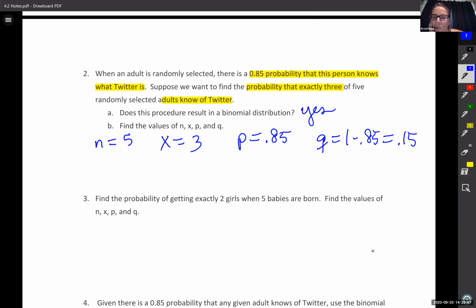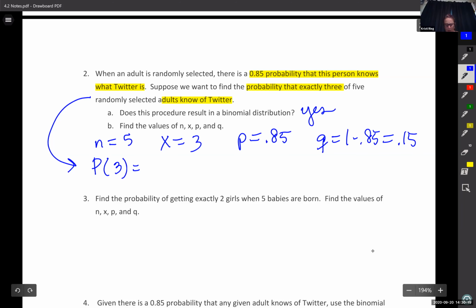Okay, so are we gonna do this later? No, we're not gonna do this later, so let's do this now. Let's find that probability. So I'm gonna practice the calculator. The probability of 3, so 3 out of the 5 people knowing what Twitter is. We are going to use our calculator.